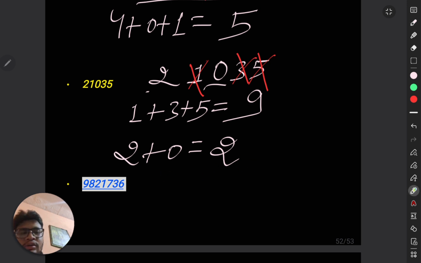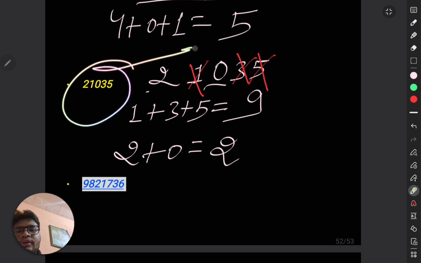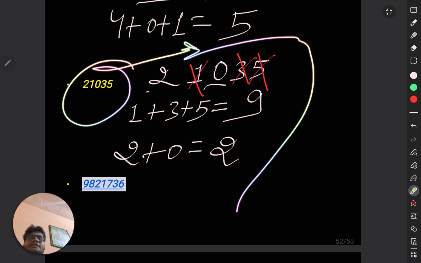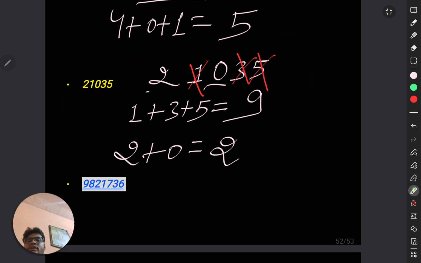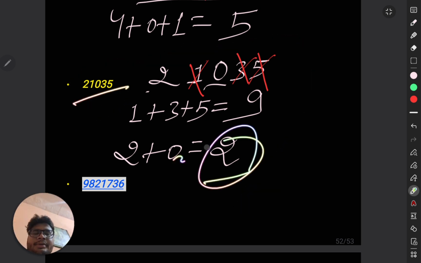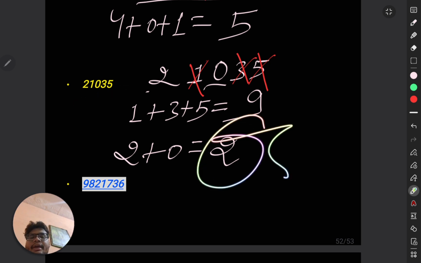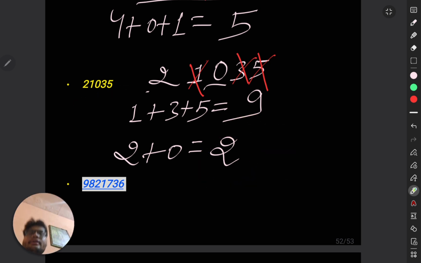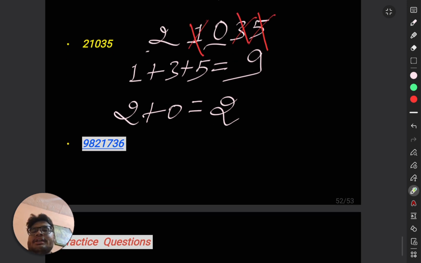So the answer to this question, when finding this sum by using casting out 9, is that the digit sum of this number will be 2. I am sure you have understood this method very well. So then we have to move on to the next example to understand this method.